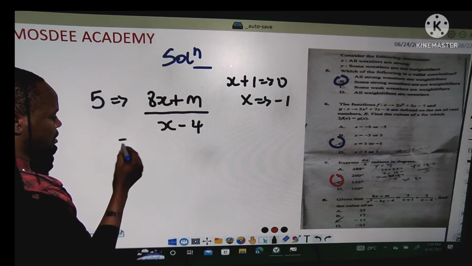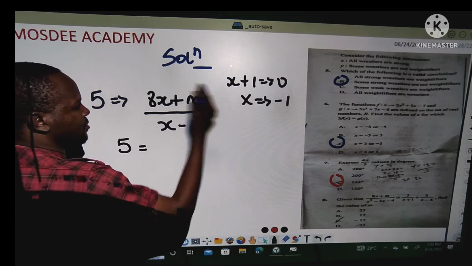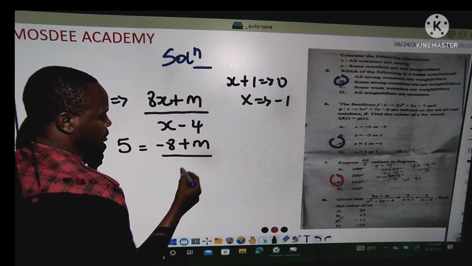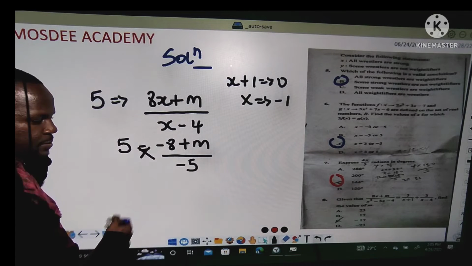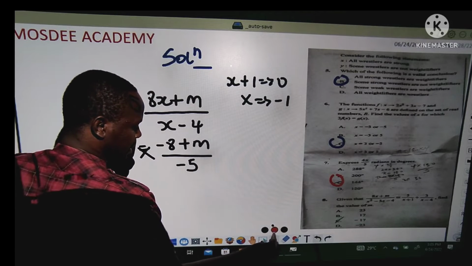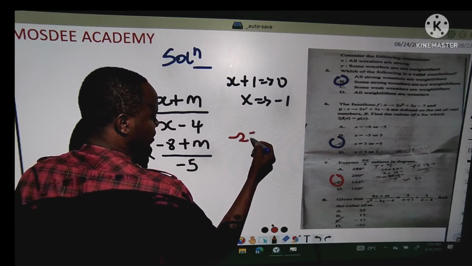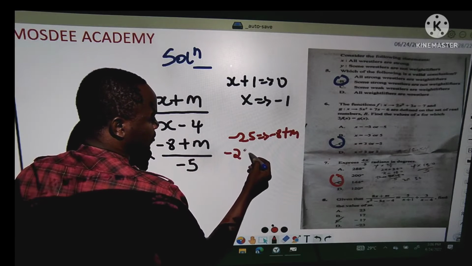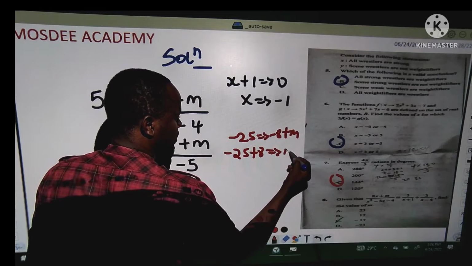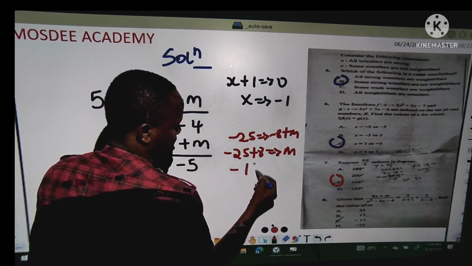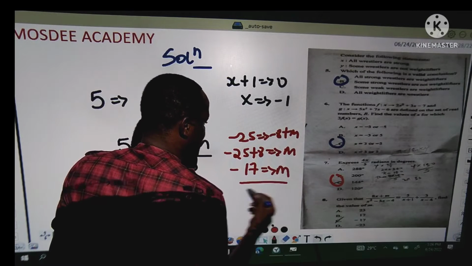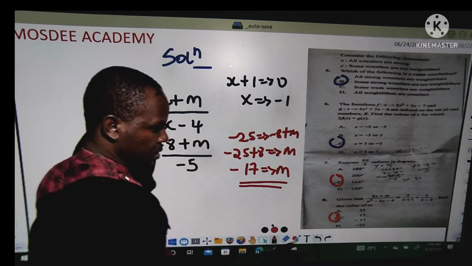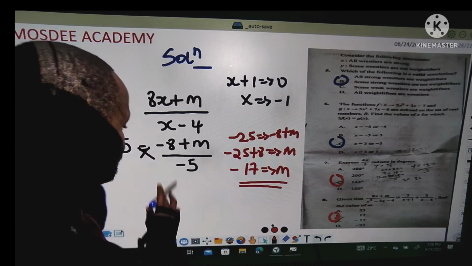So you put x as minus 1. So you see 5 is equal to 8 times minus 1, minus 8 plus m over minus 1 minus 4, minus 5. Everybody knows the next step is to cross multiply. 5 fives are negative 25 is equal to negative 8 plus m. On simplification, you have negative 25 plus 8 is equal to m. So negative 17 is m, and that is the answer to the question. I hope students remember this shortcut rule. It will help you, so just follow that rule.